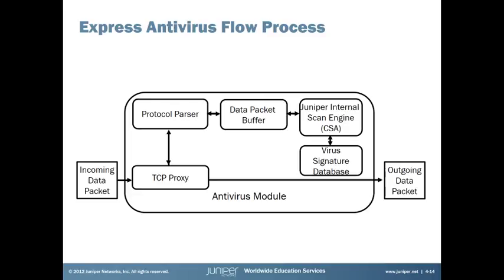With the Express, pretty similar process. The packets come in, they will get put together. We check the protocols. We have a data packet buffer. It has an internal scan engine. On some of the devices, they have this extra chip. It's a CSA chip, and the processing for the Express gets done by that chip. So it kind of offloads it from the main CPU onto this other processing engine.